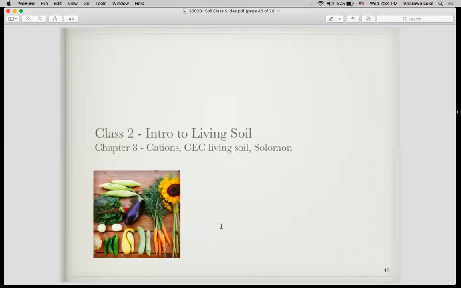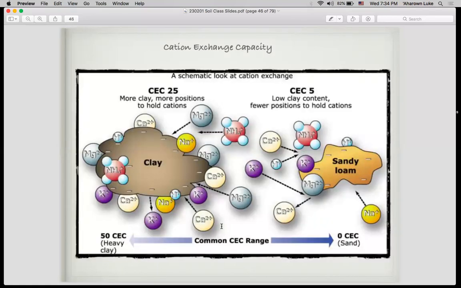Let's see if there's anything else. Here's another picture of a good CEC, 25. And you can see the clay has lots of spots where it can take cations. They're all sticking in here and happy. And then sand doesn't have as many spots, it's actually quite a bit fewer spots for particles to stick on and transfer. So true sand is like 0 on the CEC range, and 50 is heavy clay.